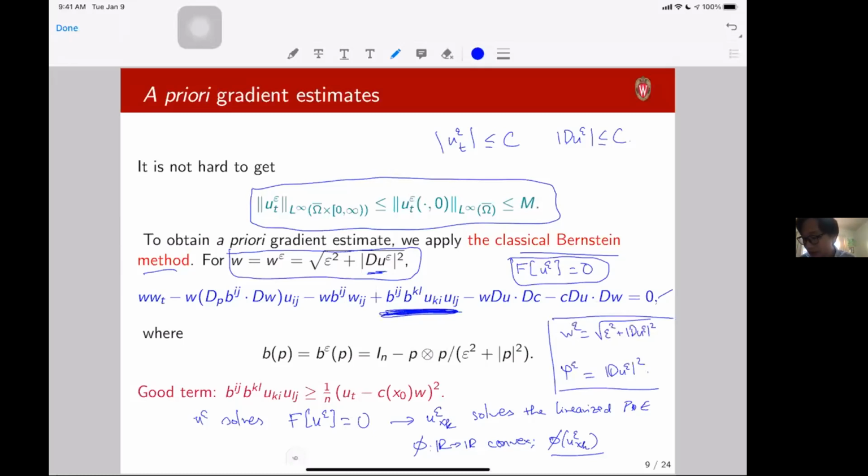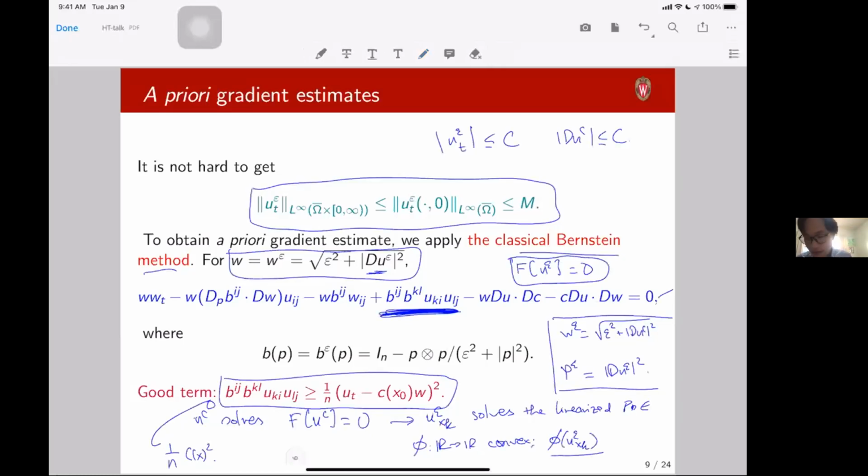And because of this good term, we can just use the Cauchy-Schwarz inequality to get a good term coming out, which you can see is 1 over n ut minus cx times w squared. So you see from here that's the reason why we have the term 1 over n cx squared. It's really coming from this good term. So by using that, we can get a priori gradient estimate. So far, all of this is classical.